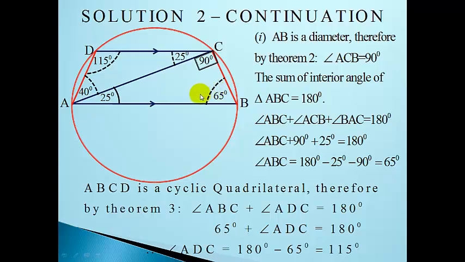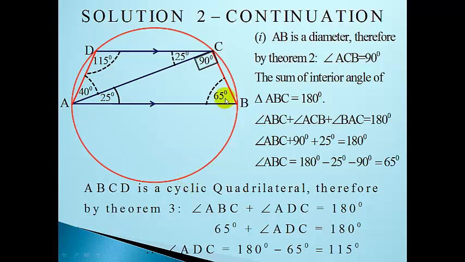Now, we are asked to calculate the angle ADC. After calculation, ADC, the angle at D, will give us 115. But let's see how we had the 115. We know that ABCD is a cyclic quadrilateral.